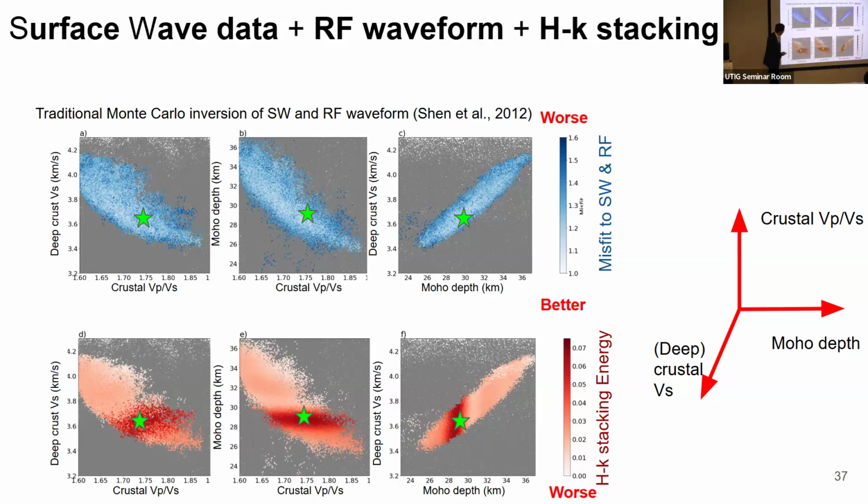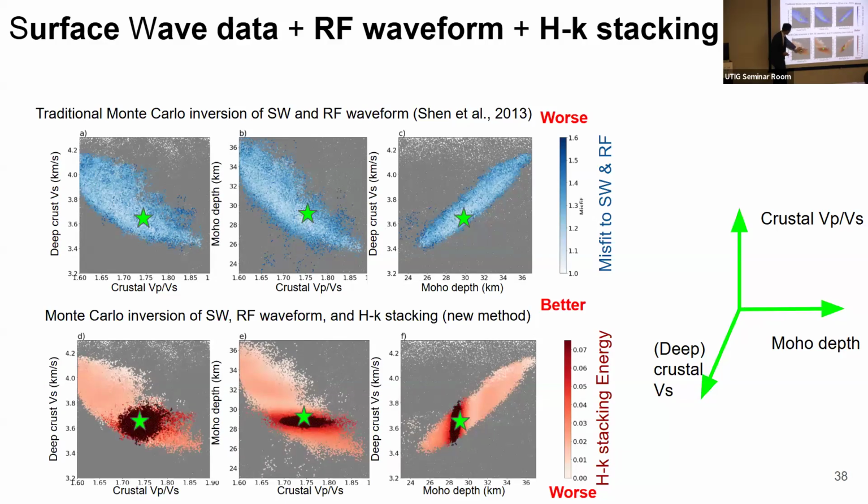And this is from a synthetic test. So our Monte Carlo machine allows us to just pick those models, right? This is the result from the Monte Carlo run. It's a subset of those models. Suddenly we solve this crust VPVS ratio, Moho depth, and deep crust VS trade-off at the same time.